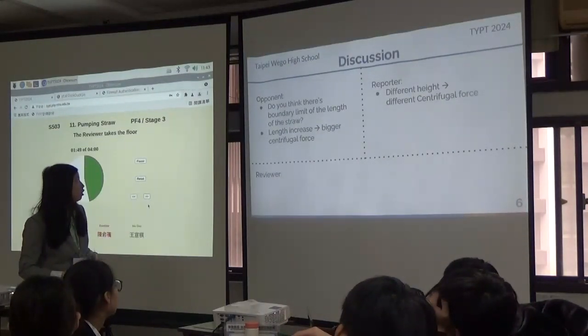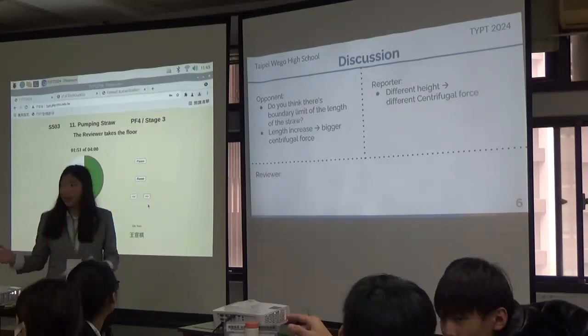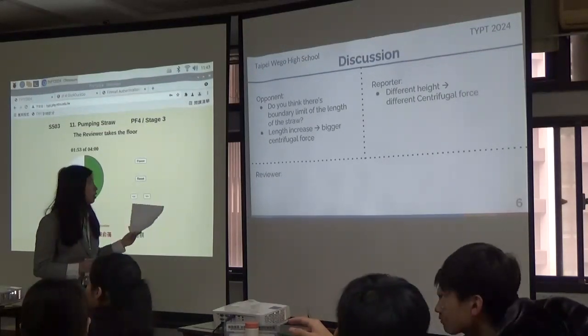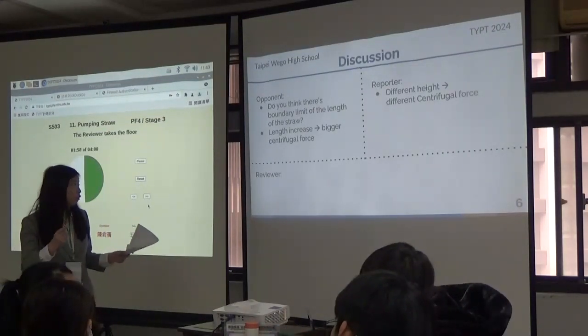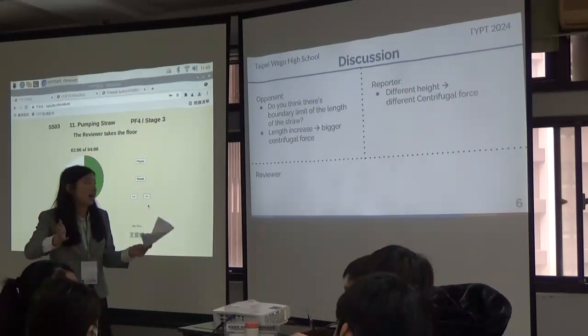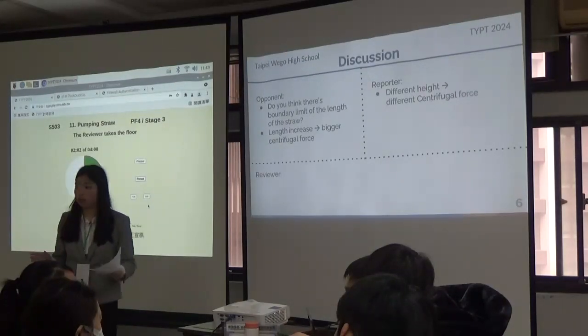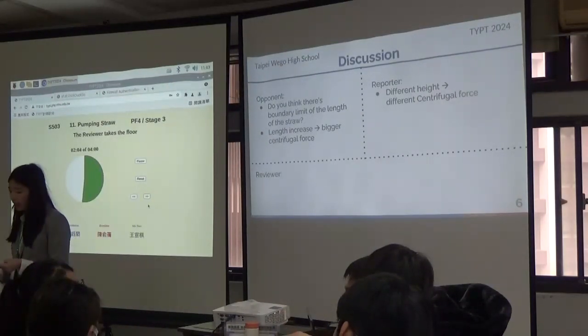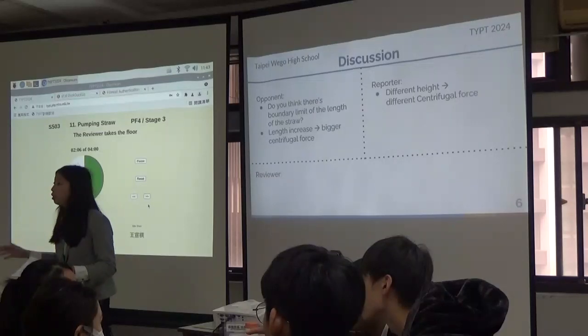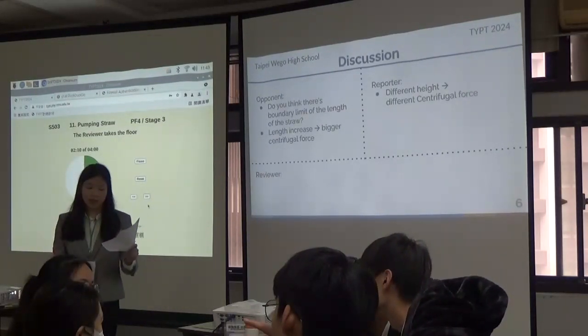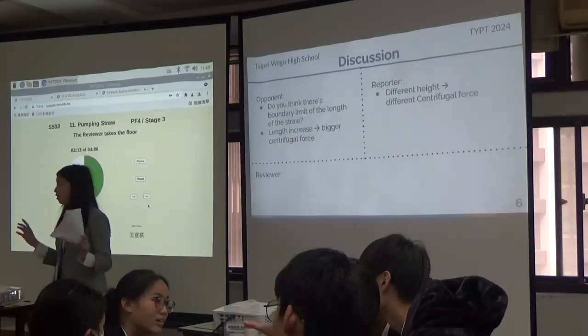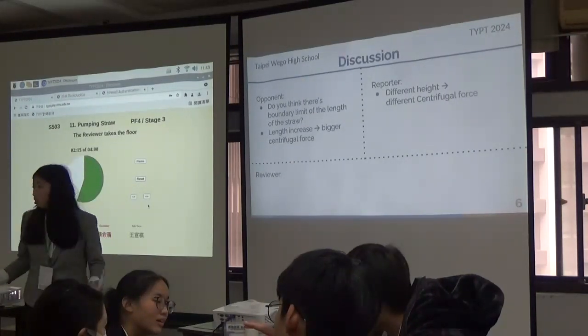So this is the first discussion. The opponent asked, do you think there is a boundary limit on the length of the straw? When the length increases, there is a bigger centrifugal force. And the reporter says that different heights will have different centrifugal forces. But for us, we think that the energy loss will be caused by the gravitational force and the friction, minus the centrifugal force. So we think both did not consider that.